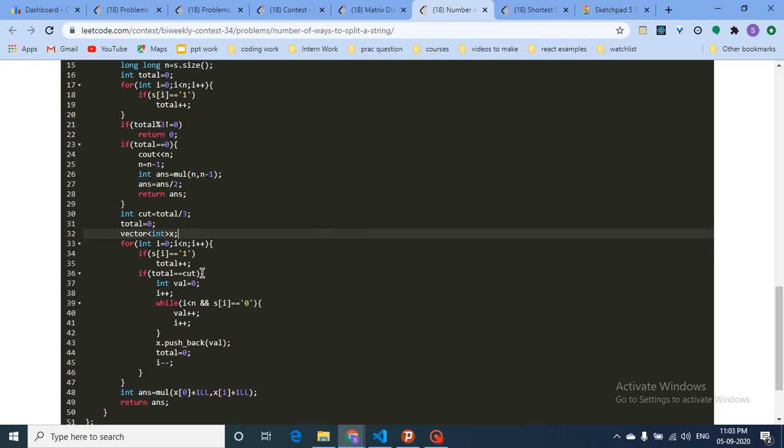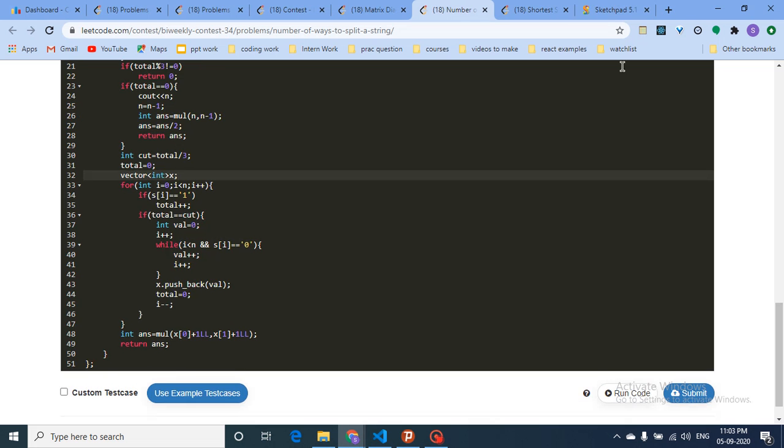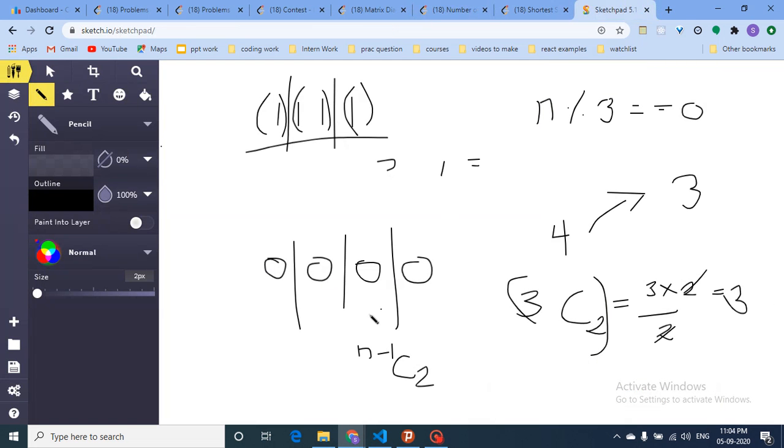If we have to do 1 cut at this position, we have to find out how many zeros are there between this position and the next one. So I will iterate over the next positions. If there is a 0, we keep on iterating till we find the next one. When I find the next one, we have found out how many zeros there are, so we push back the number of zeros between the current cut and the next one into this vector. After pushing that, this vector will store 2 values, because I have 2 cut positions.